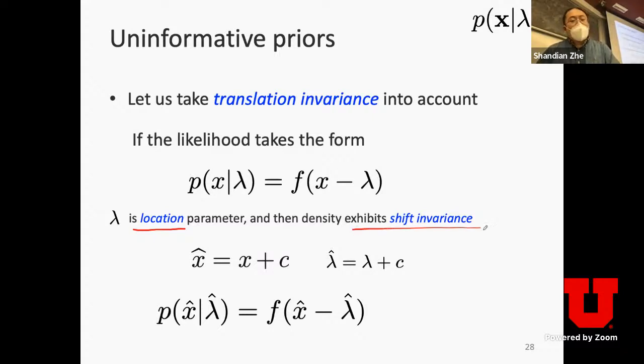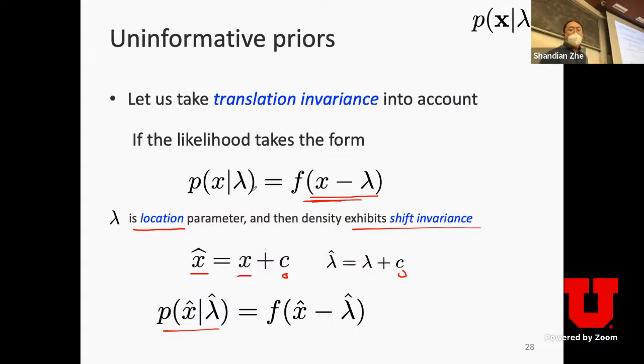What does shift invariance mean? It means that the likelihood is only determined by the relative difference between the observation and lambda. It doesn't matter which absolute location you start with. If you add the same constant C to both x and lambda, their likelihood won't change. So if you define x hat and lambda hat in this way, your likelihood is the same as P of x given lambda.